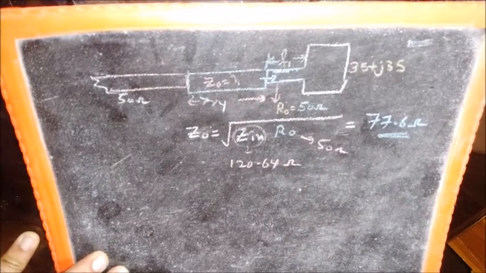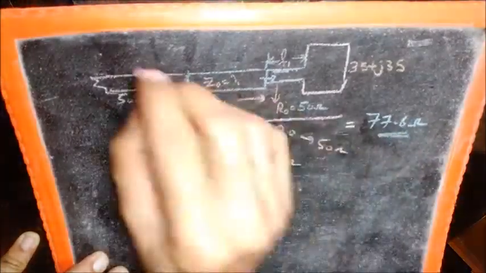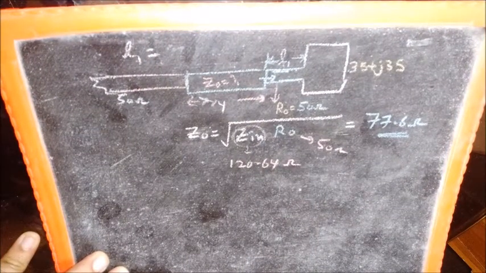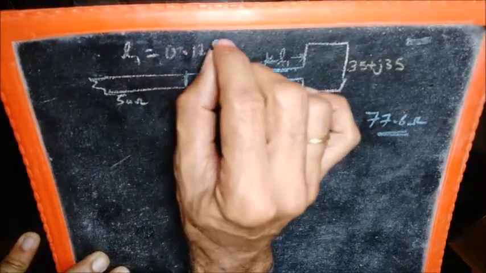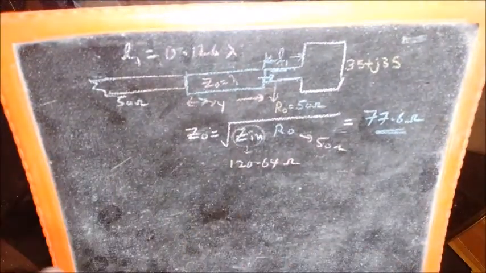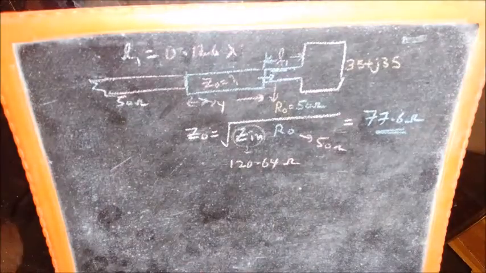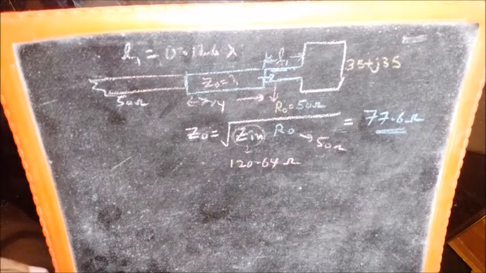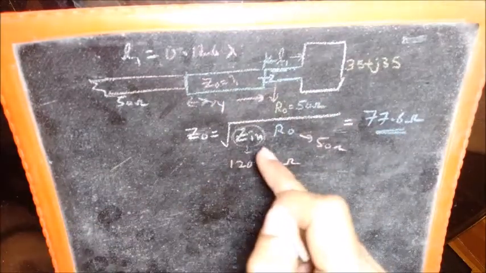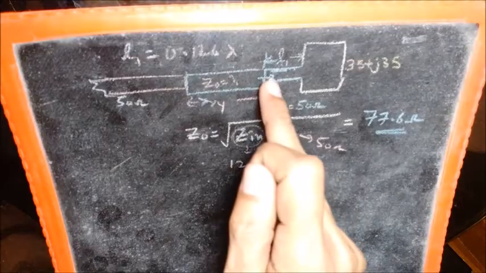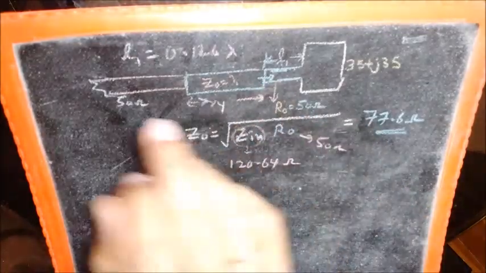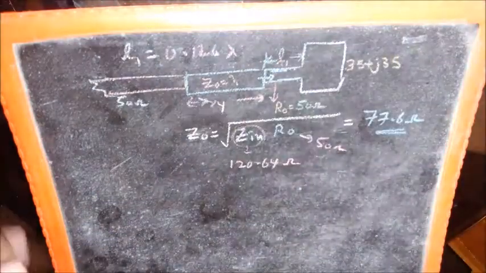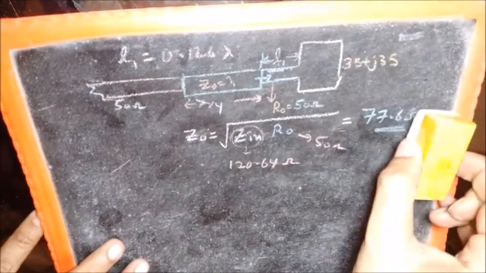L1 was determined to be 0.126 lambda. If you recall, we went through a lot of calculations to arrive at L1 so that this impedance is purely resistive. The rest of it was fairly easy, because then you just have to calculate that resistance and use it. So the bulk of the complication was in finding L1. Now let us solve the same problem using the Smith chart.